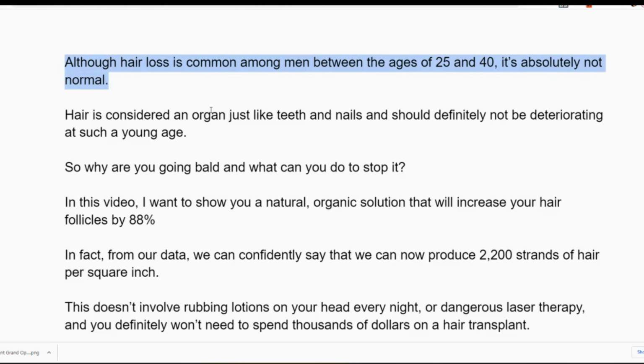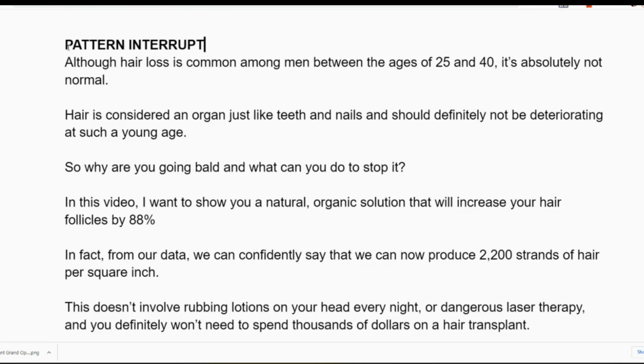So this is what I came up with for the script. Although hair loss is common among men between the ages of 25 and 40, it's absolutely not normal. Okay, so that's what I've come up with there. Like I said, that would be the pattern interrupt.